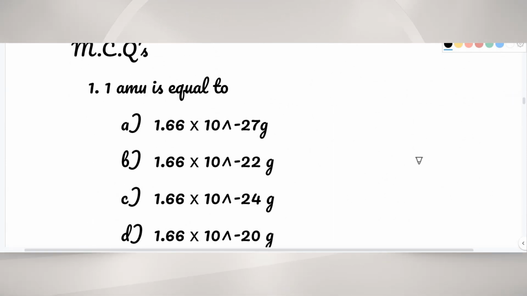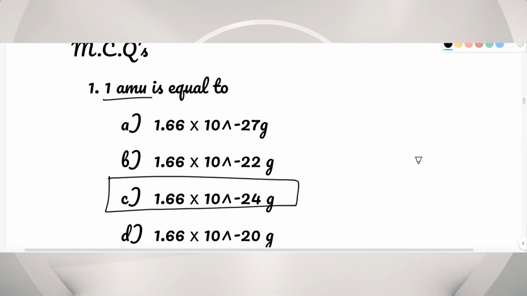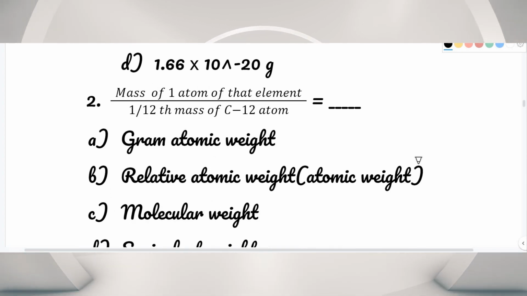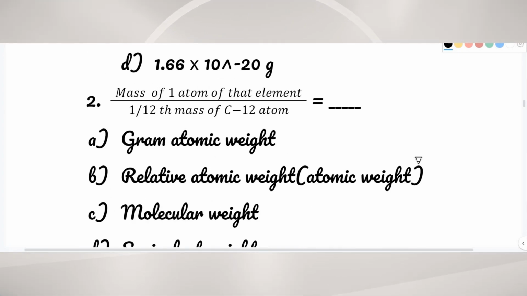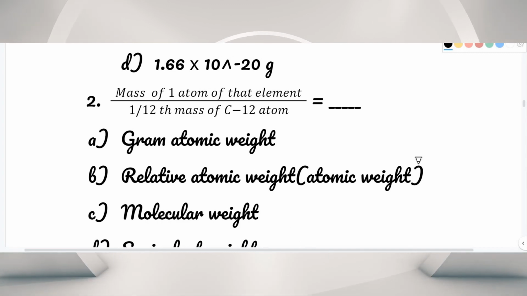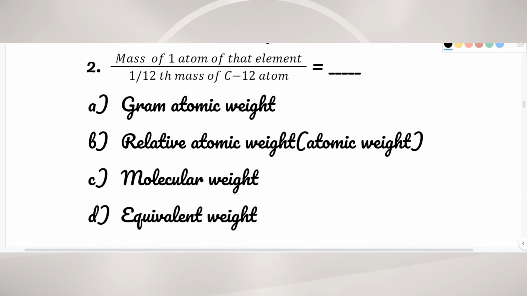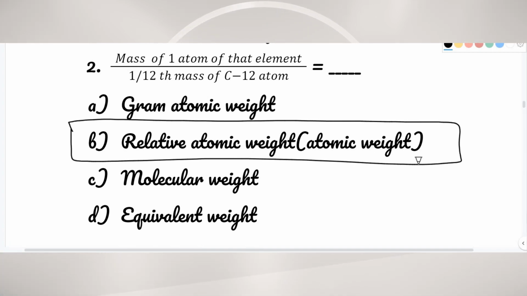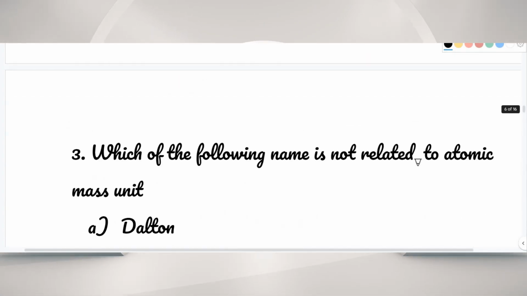Okay, moving ahead to some concept clarification MCQs. One atomic mass unit is the same as, see this one, 1.66 into 10 to the power negative 24 grams. Second one, mass of one atom of an element divided by 1/12 the mass of carbon-12. That is actually relative atomic weight. That is how you calculate the relative. Relative means something over something, relative to.